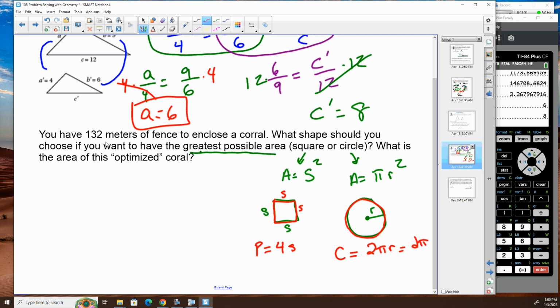So I know I have 132 meters available. So here I'd replace the perimeter with 132. On this one, I would replace the circumference with 132. So for the square, I'm going to go 132 equals 4s. Solving for s, I'll divide by 4.